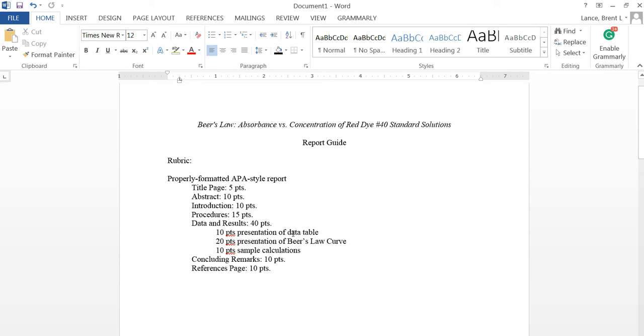You have 10 points for the proper presentation of the data table, 20 points for the presentation of the Beer's Law curve, and 10 points for showing the sample calculations. The concluding remarks, or the conclusion of the report, is 10 points, tying all that information together, and then a properly formatted APA style references page.